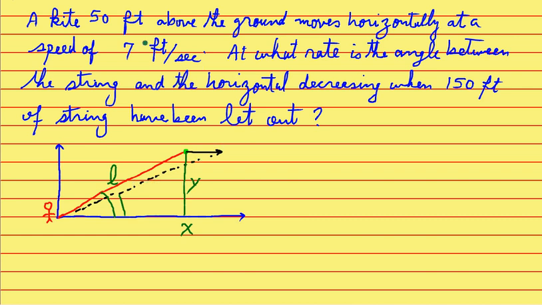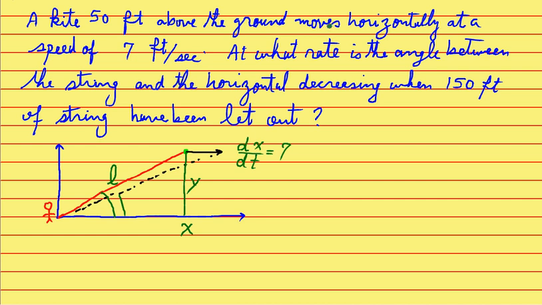What are we told? We are told that the kite is traveling at the speed of 7 feet per second. So here is one clue. dx/dt is 7 feet per second. There is no dy/dt because we are told this is moving horizontally.